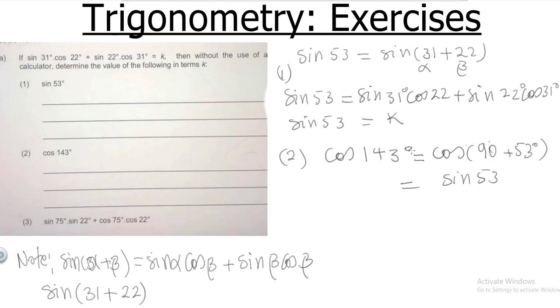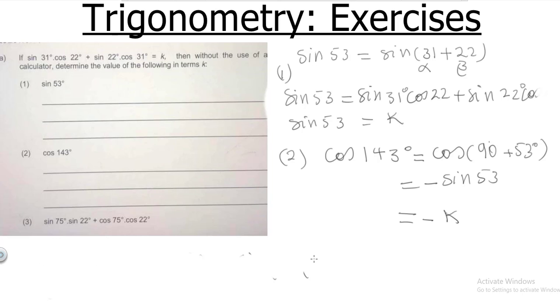Even if you punch cos 143 in your calculator, you see that 90 plus an angle is in the second quadrant, which is negative. Therefore, we have a minus sin 53, which is what? You can see we have a minus k. All right. Now let's go to the next question.